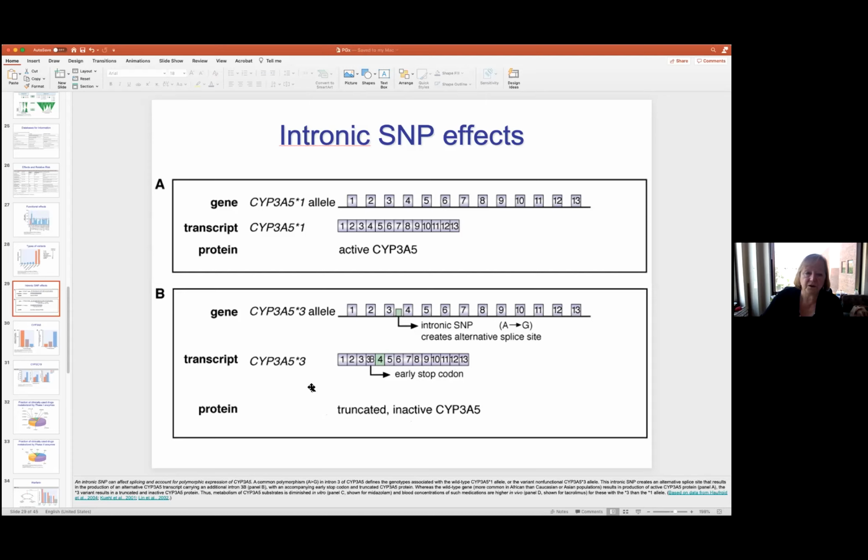So in the simplest form, if we had an individual and we're looking at their CYP3A5 allele, and their genotype was CYP3A5 star 1/star 3, then you would expect an intermediate level of activity overall for CYP3A5. Does that make sense? Anybody have any questions?